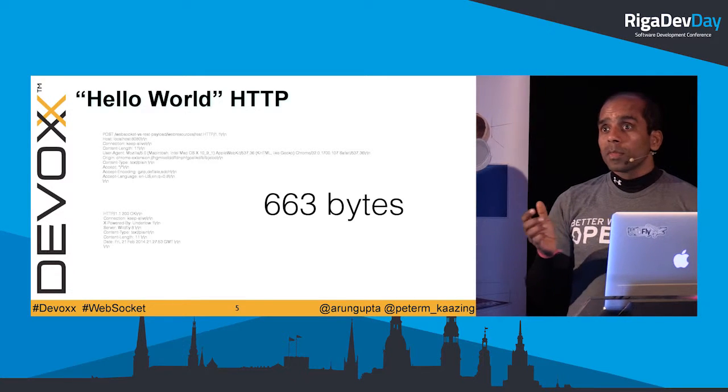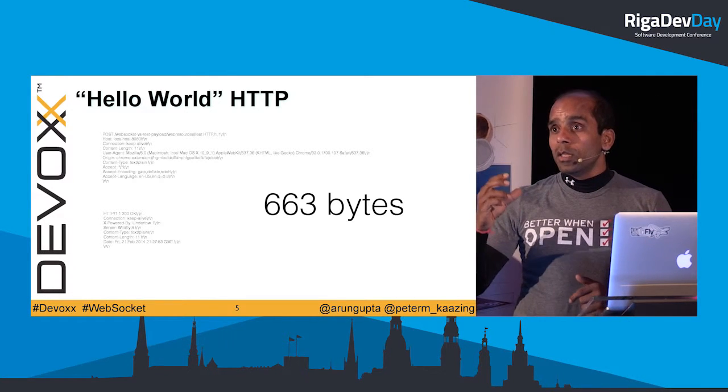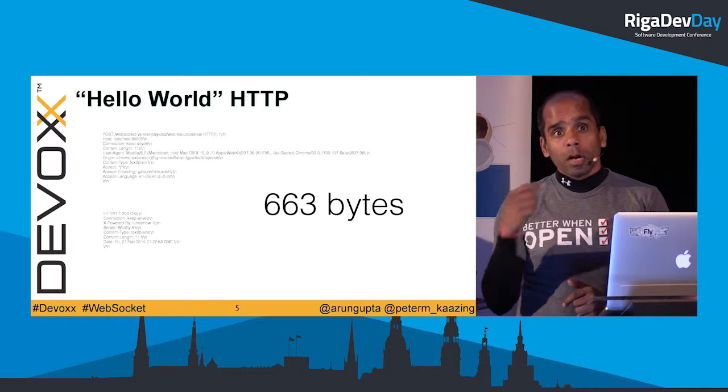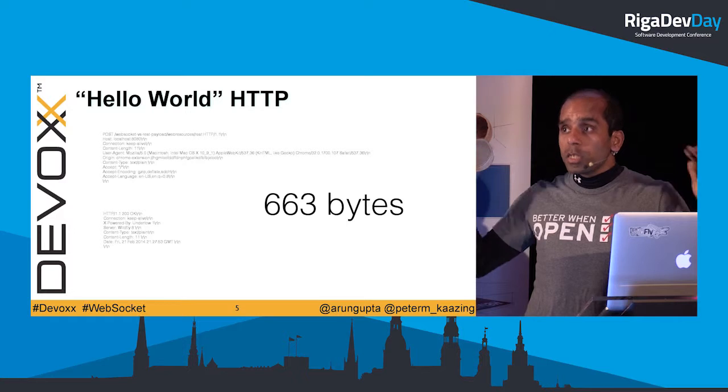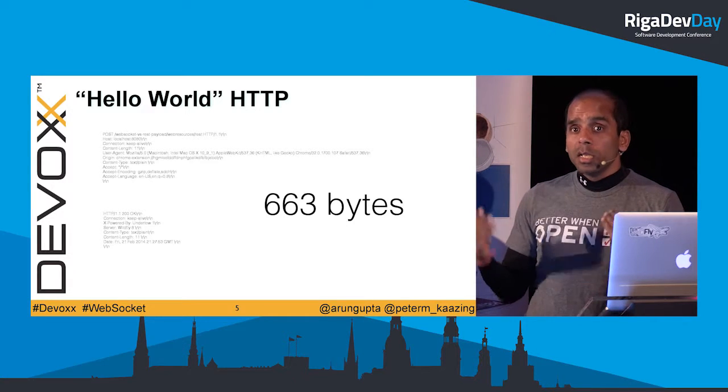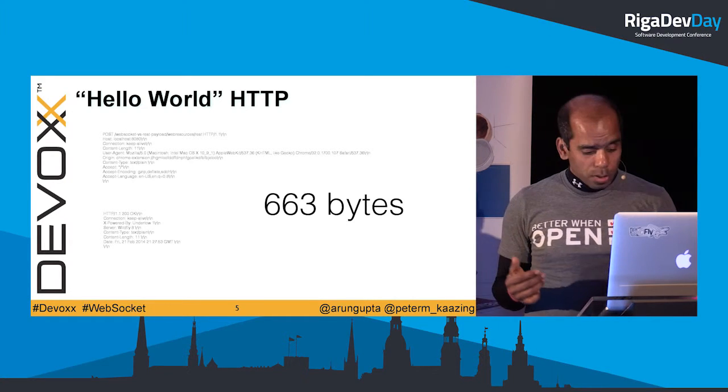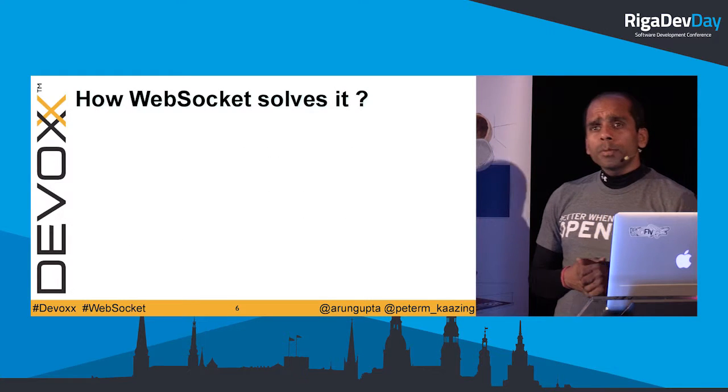And again, as I said, it's okay if you're sending only a few messages a second. This may not be noticeable, but the moment you get into the scale where you're sending lots and lots of data, lots and lots of messages, this certainly becomes a potential bottleneck as well. So how does WebSocket solve it?